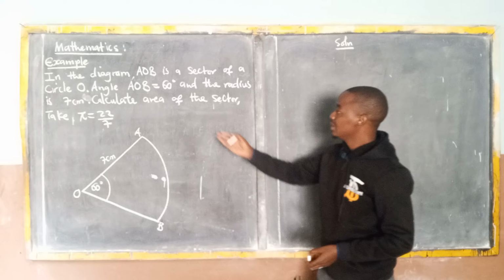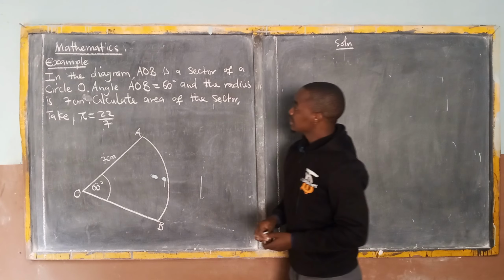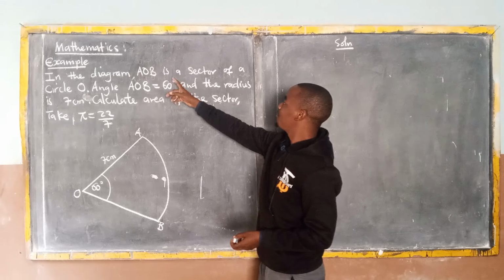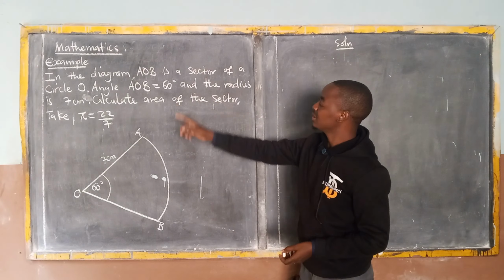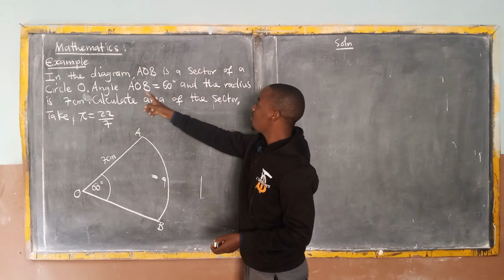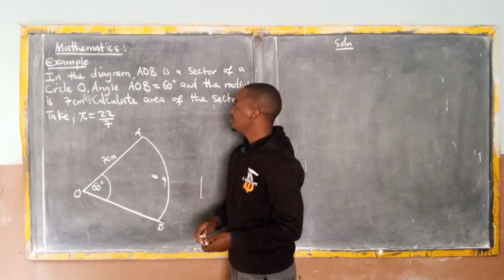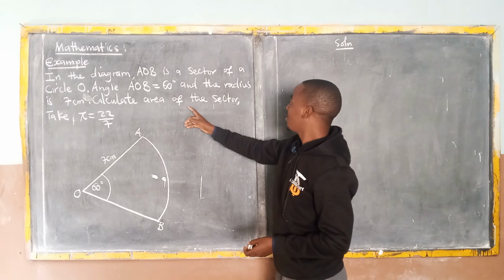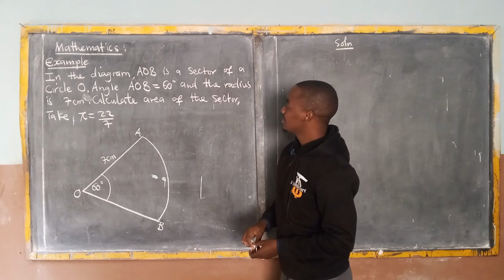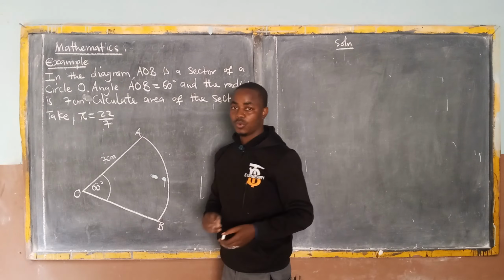In the diagram, AOB is a sector of a circle O. Angle AOB is 60 degrees and the radius is 7 centimeters. Calculate the area of the sector. Take pi to be 22/7.